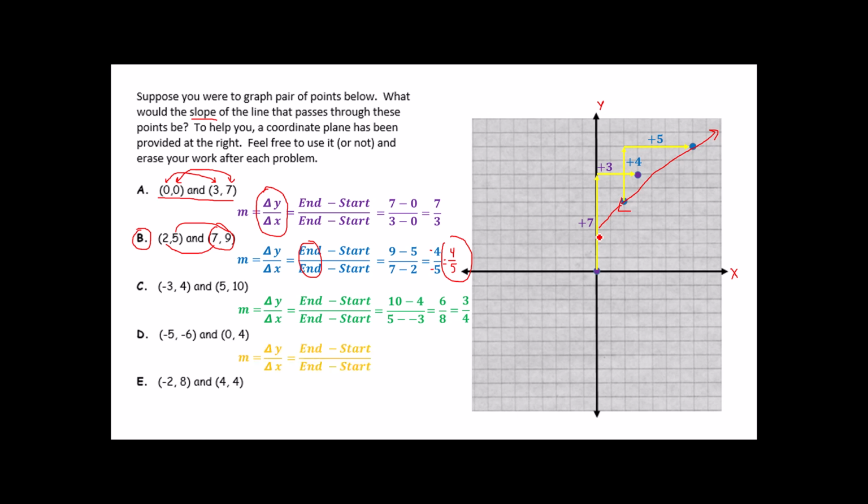For D, I got 10/5, which is 2. This is a rise of 2 every time we get a run of 1. Remember, the whole number 2 is the fraction 2 over 1. And for E, you get -4/6, which is -2/3. Notice that on this one, what happens is every time you go down 2, you're going to go to the right 3. So it might be worth you graphing that one, taking a look at that one on your own.